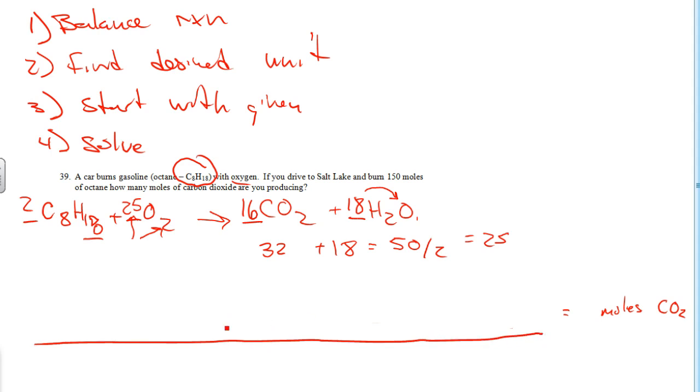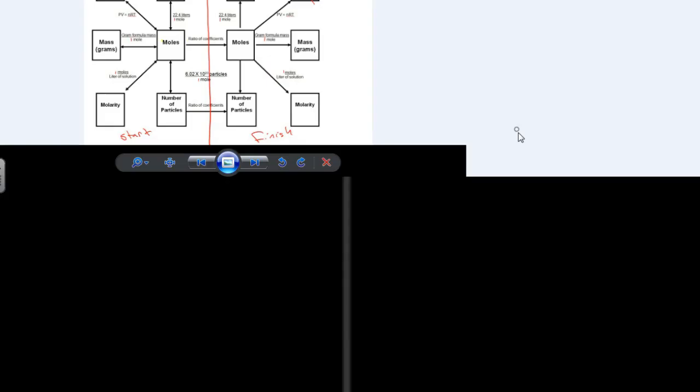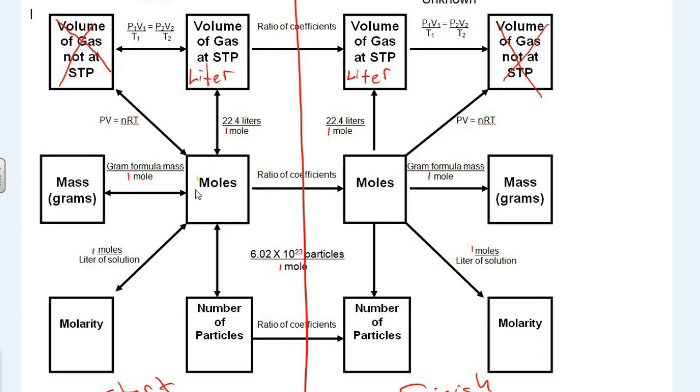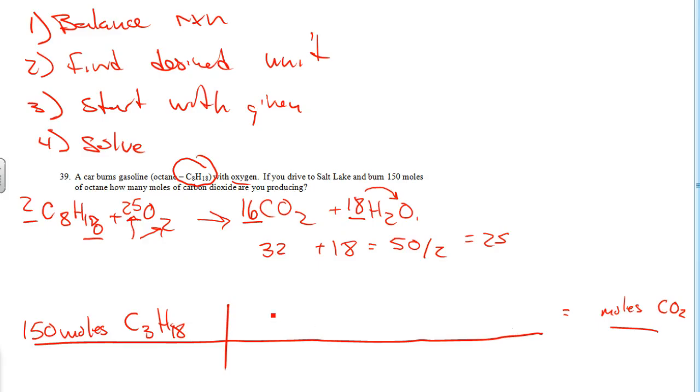Alright, so I'm going to start step 3 with my given, which is 150 moles of C8H18. I'm going to go to moles of carbon dioxide. Remember your map. If we start at moles here, we go to moles here. I simply need to use the ratio of coefficients. So I know where I start, I know where I end, and I know the path to get there.